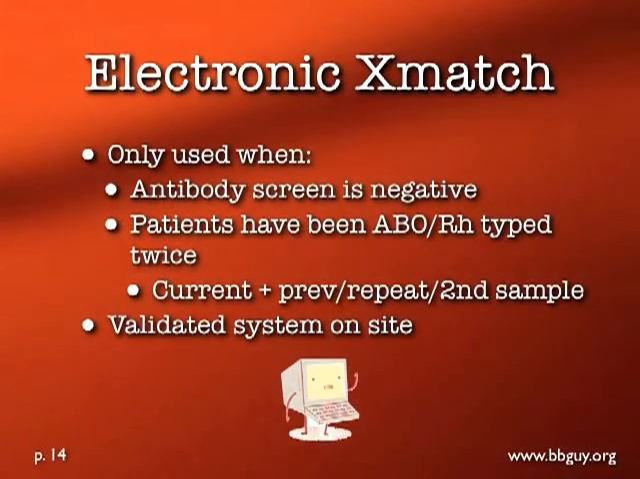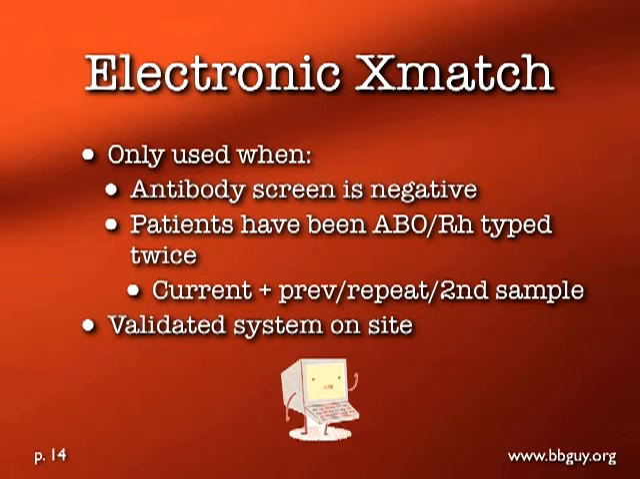The electronic or computer crossmatch, on the other hand, is basically used in the same scenarios that immediate spin is: when the patient has a negative antibody screen, but also with the additional caveat that it can be used when the patients have been ABO and RH typed on at least 2 occasions.